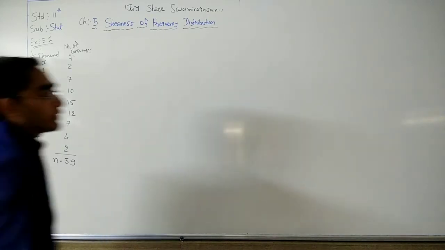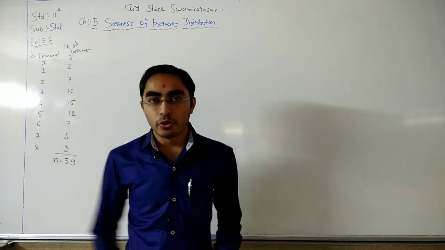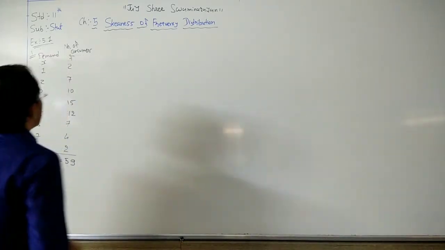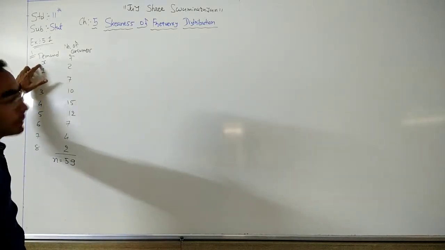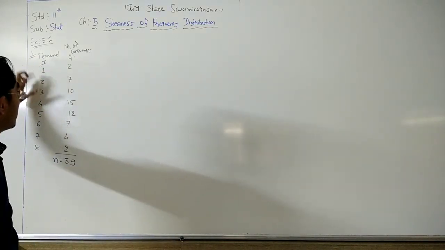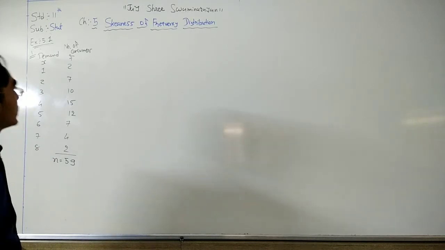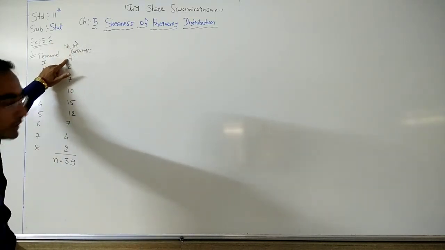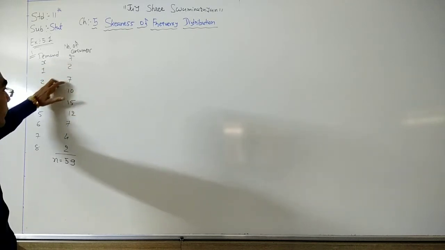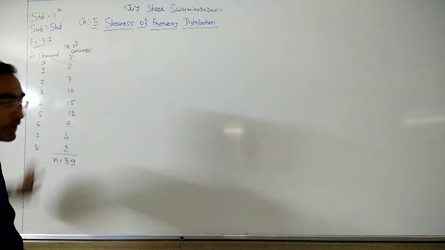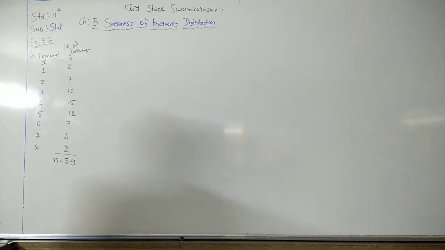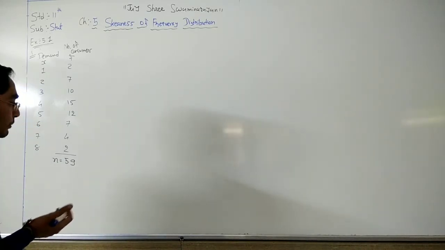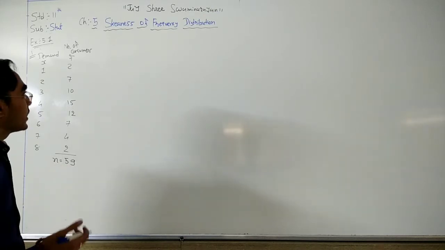Here a discrete frequency distribution table is given to us. First of all, demand becomes our x: 1, 2, 3, 4, 5, 6, 7, 8. After that number of consumers becomes our frequency: 2, 7, 10, 15, 12, 7, 4 and 2. And total number of consumers is also given to us, it is 59.